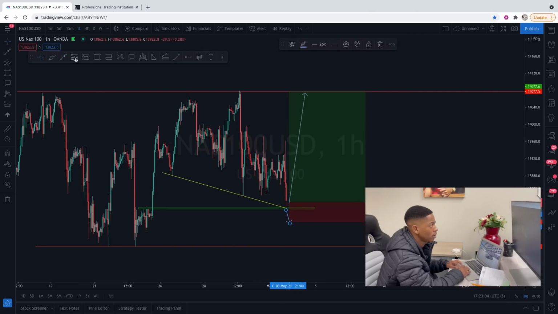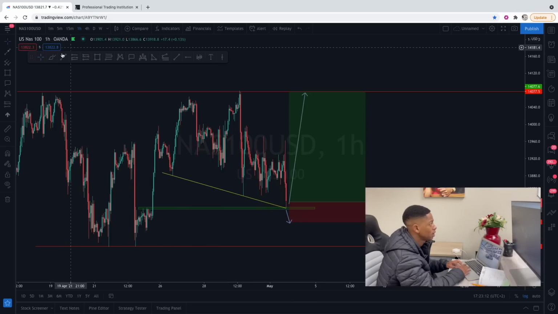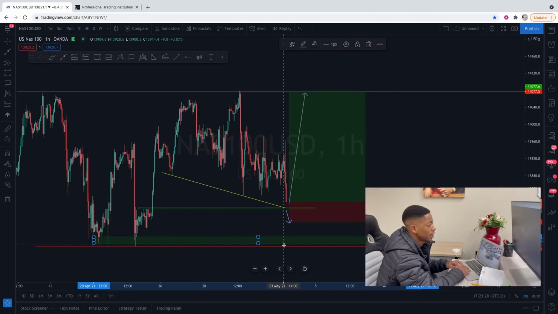If you're getting a good risk to reward, let's say something similar to this, you can take it. You can take it, but I wouldn't take it yet. What I would do is rather wait for price to push and get here, to the significant area, and then once it does get here, I buy.